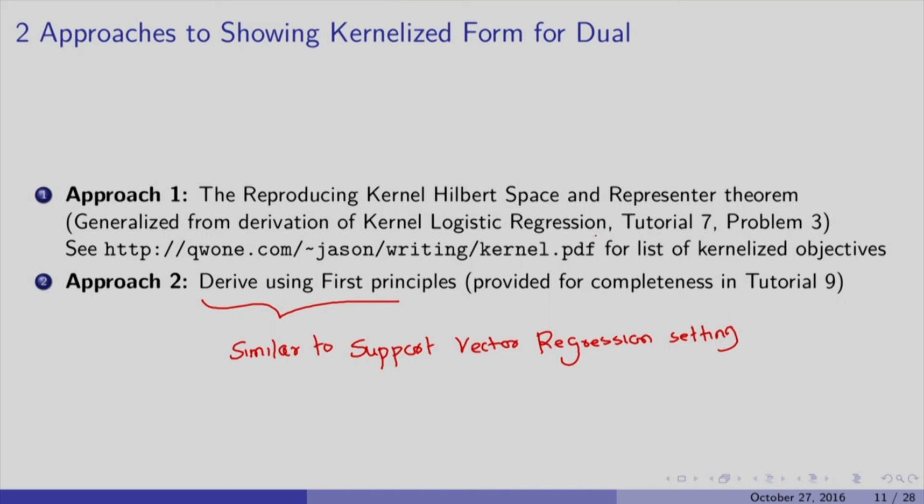What we will however do is look at another approach, a very generic powerful approach that can be used for showing the kernelized form for the dual for several other classifiers and regression models. We have already seen logistic regression in its kernelized form, linear regression, ridge regression, and so on. We will now see that for support vector classification, and this theorem is called the representer theorem.